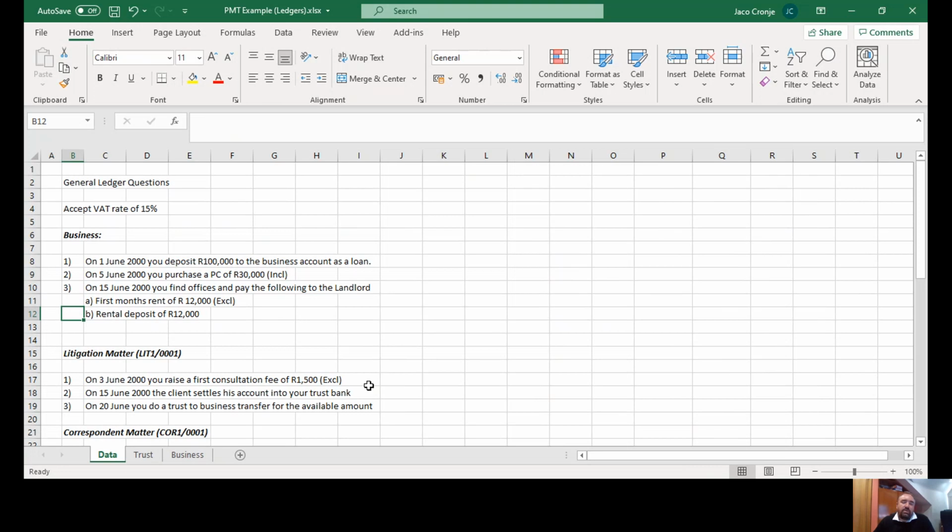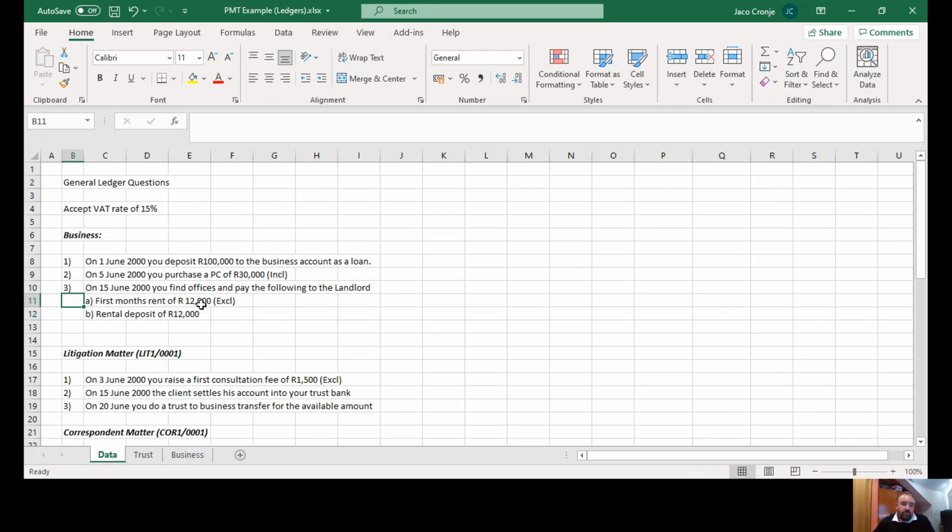And then we have a rental deposit. So normally a deposit won't carry VAT because there is no service rendered. He simply leaves it in his bank account in case you don't pay your rent one day. If that happens and he uses that money to settle your rent, then you will be allowed to claim the VAT. But as long as it's a deposit, VAT is not applicable to deposits.